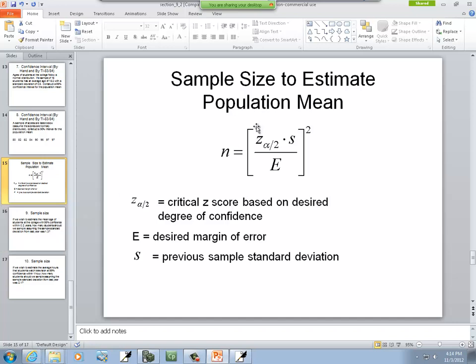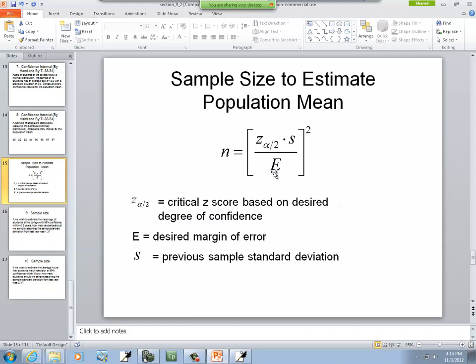Well, let's take a look at how to calculate a sample size. We want to know how many we should sample, and this is our formula: the sample size to estimate a population mean. N is equal to Z sub alpha divided by 2, times S, over E, squared.